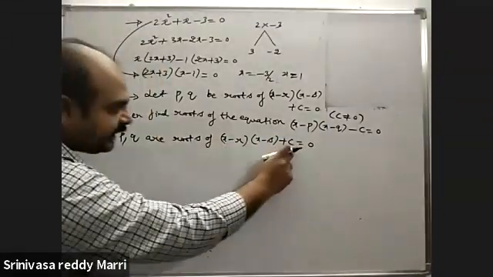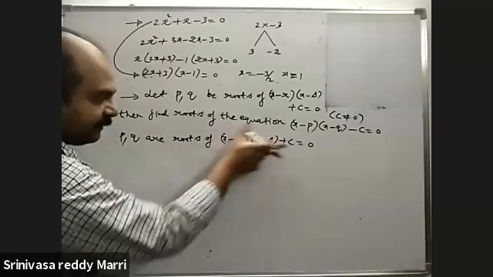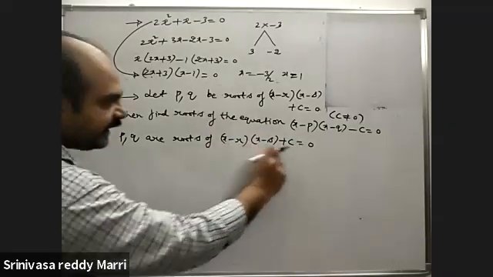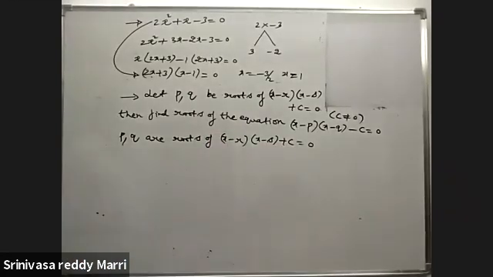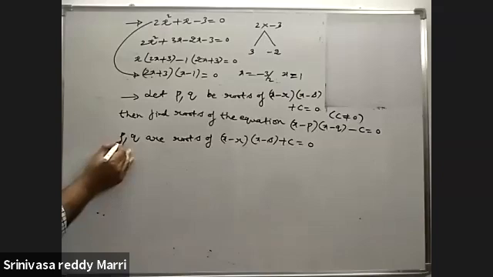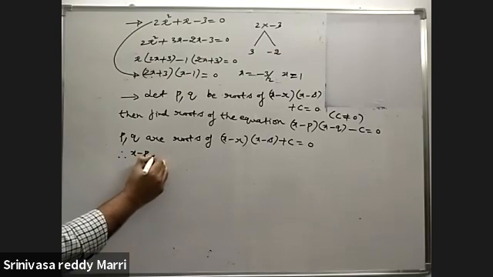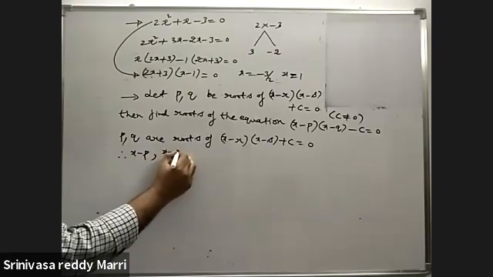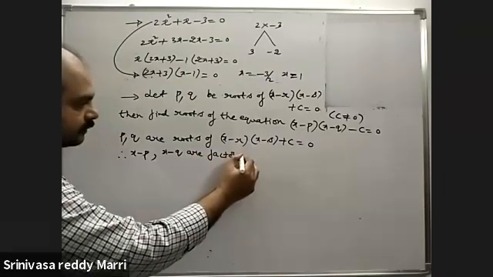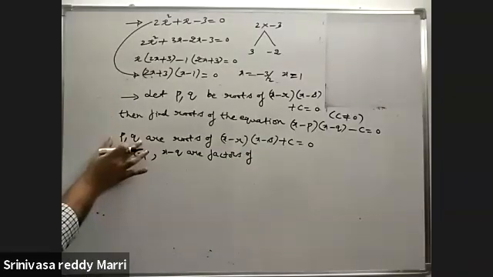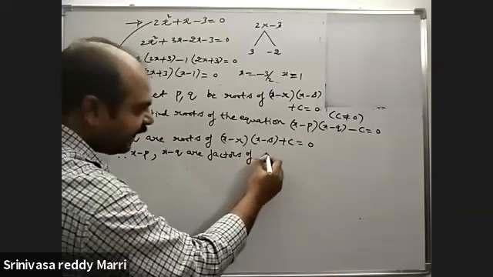So this is a quadratic equation. If you multiply, you will get a quadratic equation. So the left hand side is of the form ax square plus bx plus c. Therefore, as p and q are roots, x minus p and x minus q are factors. These are the roots alpha, beta, so x minus alpha, x minus beta are factors.